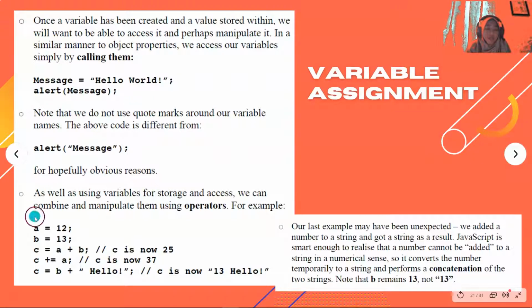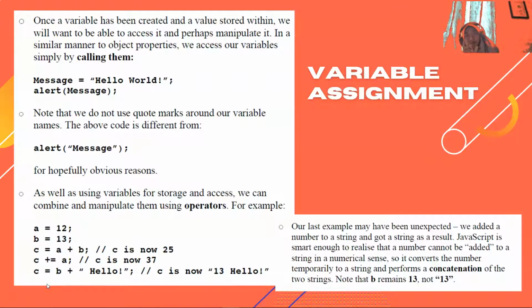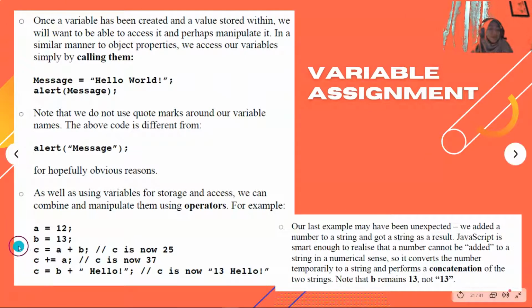Look carefully at this example, which shows how to differentiate between string and number. For the first assignment statement, A equals 12. Then B equals 13. Then C equals A plus B. What is the output? A plus B is 25, because these are all numbers. Next line, C plus equals A, which means C equals C plus A. C before this was 25, and A is 12. So 25 plus 12 is 37.